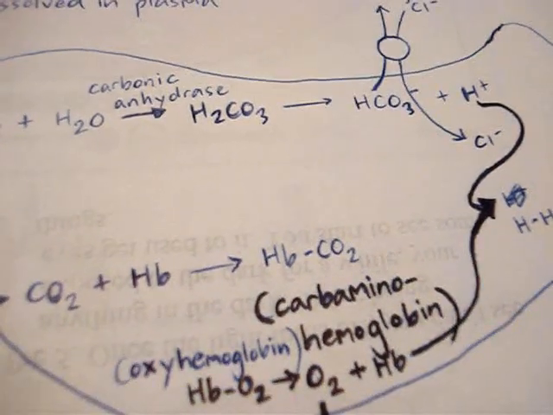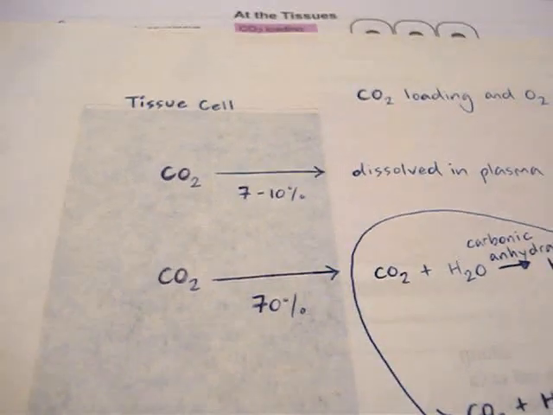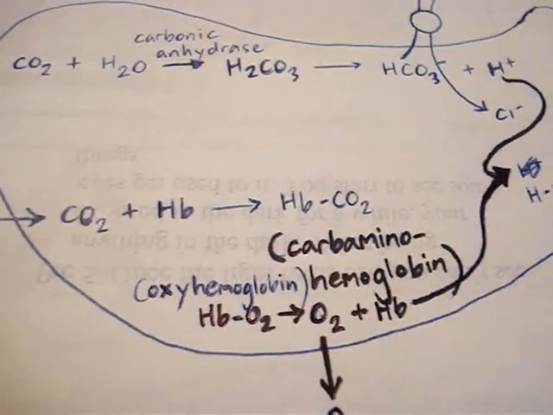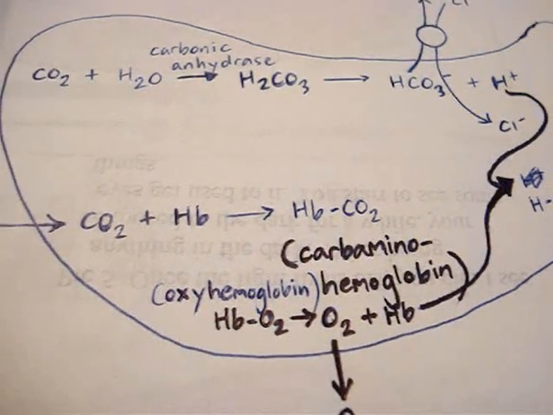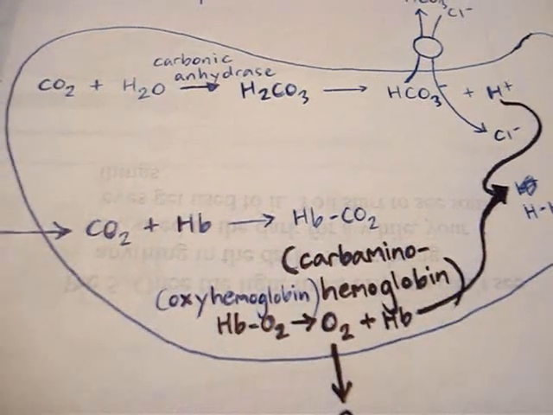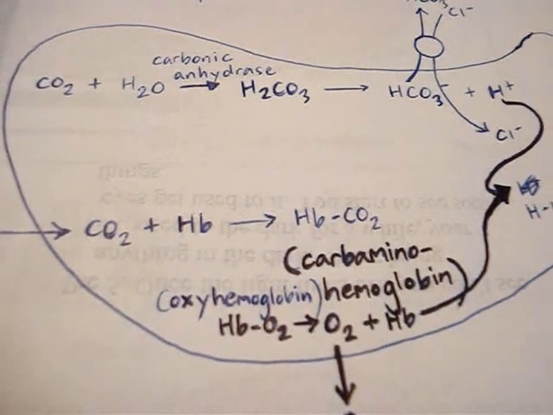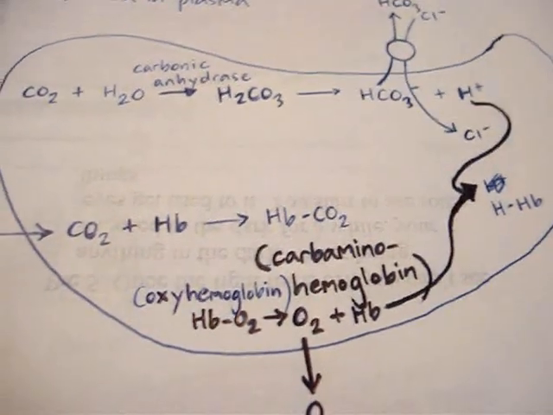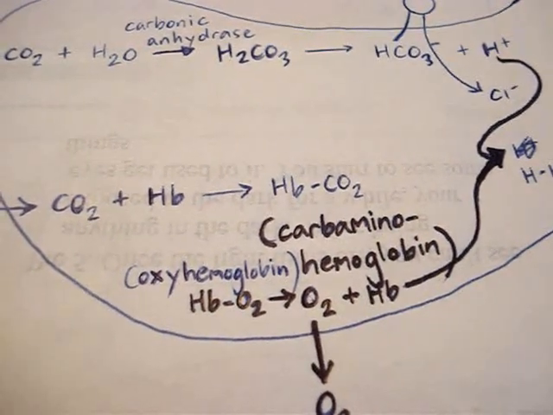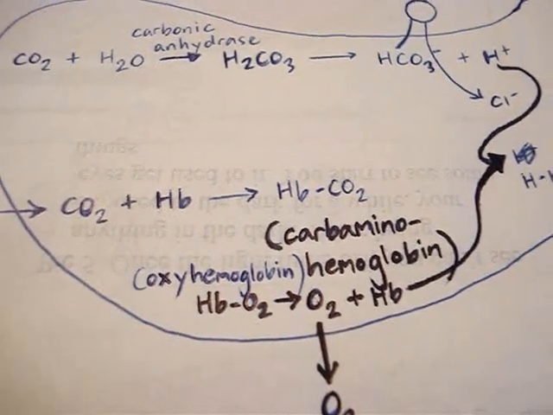Now we'll switch to how oxygen is unloaded into the tissue cells. Okay, so as you know, there are two types of hemoglobin: oxyhemoglobin and deoxyhemoglobin. Oxyhemoglobin is saturated with oxygen. So let's focus on oxyhemoglobin for now. In oxyhemoglobin, the oxygen is bound to the hemoglobin.